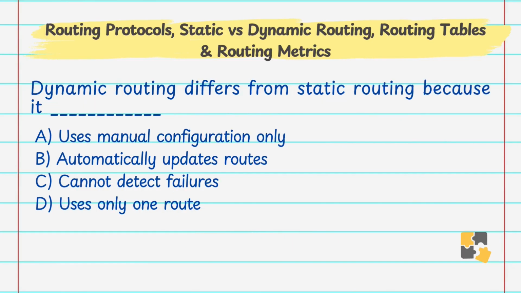Dynamic routing differs from the static routing because it A. Uses the manual configuration only, B. Automatically updates the router, C. Cannot detect failure, D. Uses only one router. Answer is B. Automatically updates the router. Dynamic routing protocols automatically exchange the routing information and update routing tables when network changes occur.